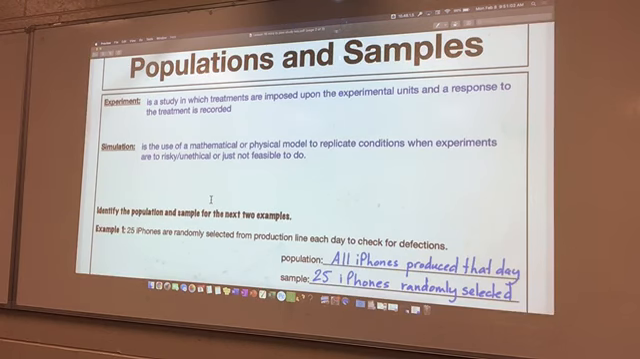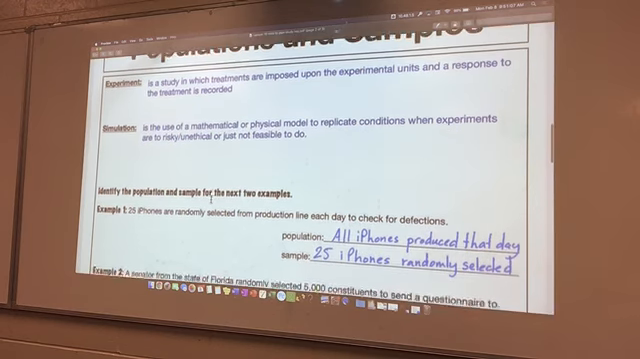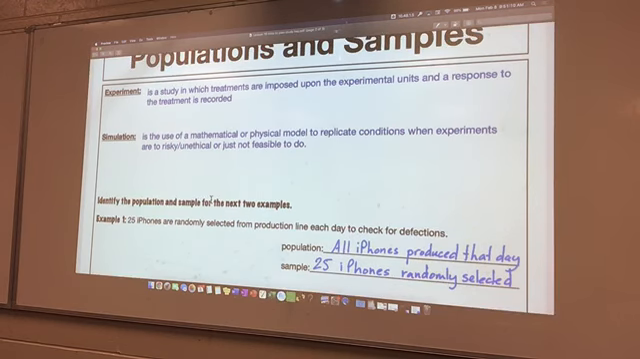Do you want me just to keep the answer key going? Yes. Okay. So on example 1, notice what word they used, difference between sample and population. What word? All. So if you put all in front of the sample, you're pretty good as far as getting the population. So the population is all iPhones that were produced that day, but they only took 25 of them that were randomly selected.